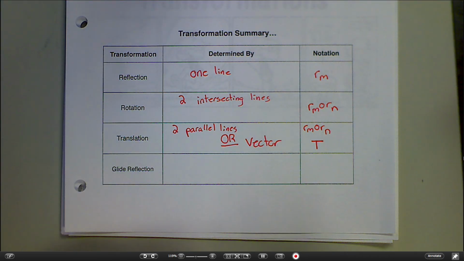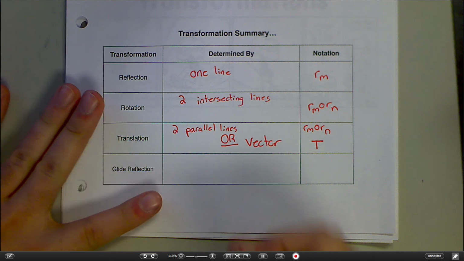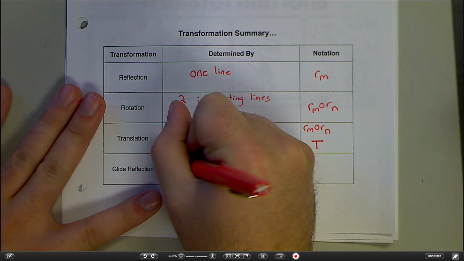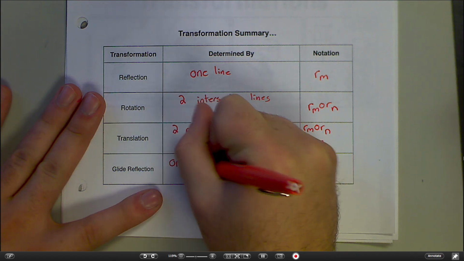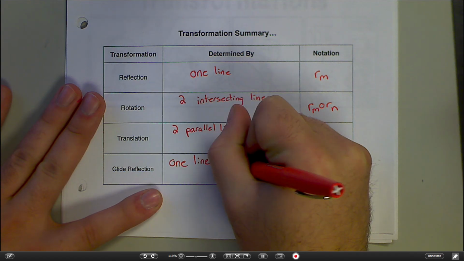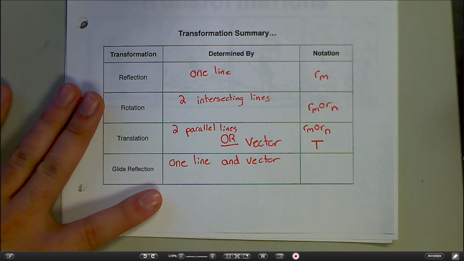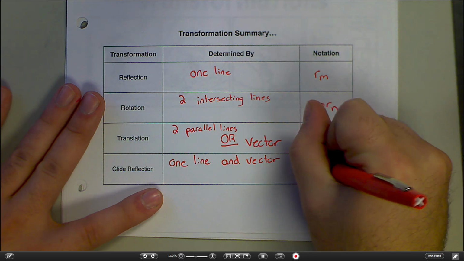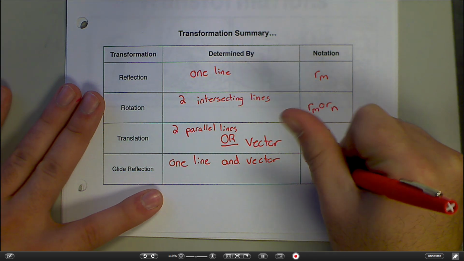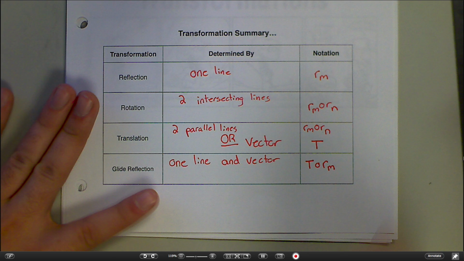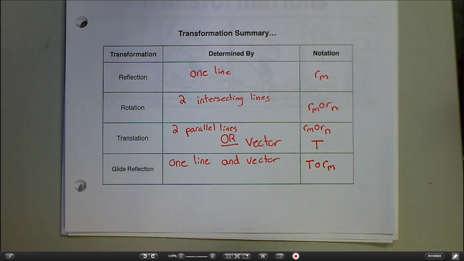Okay? Then finally we get to our glide reflection. For a glide reflection, I need to reflect over one line, and I need a vector to move my shape. So I need one line and a vector. That means I'm doing a translation composed with my reflection over some line. Okay, so that's my notation there.